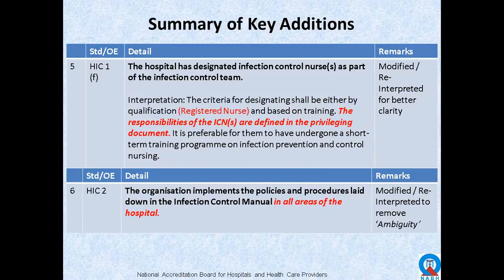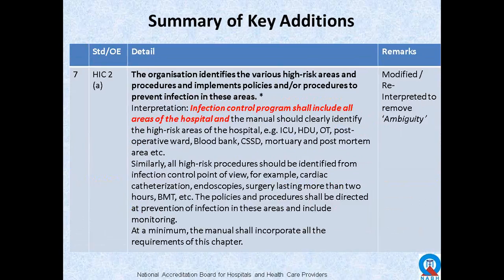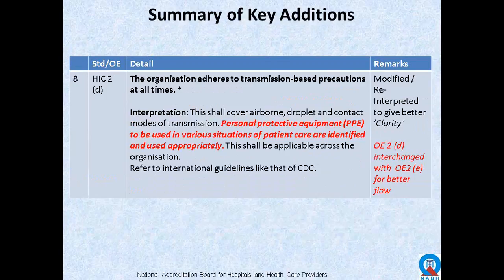So again, this also goes into the privileging document. Next is on HIC 2. The organization implements policies and procedures laid down by the infection control manual in all areas of the hospital. So here there has been a slight change in the standard, again to reduce the ambiguity. The HIC 2A, the change in the interpretation is infection control program shall include all areas of the hospital, and the manual should clearly identify the high risk areas. So the program should control all areas, and within that you also identify the high risk areas. So again, this is to reduce the ambiguity which is there, probably to bring in more clarity.